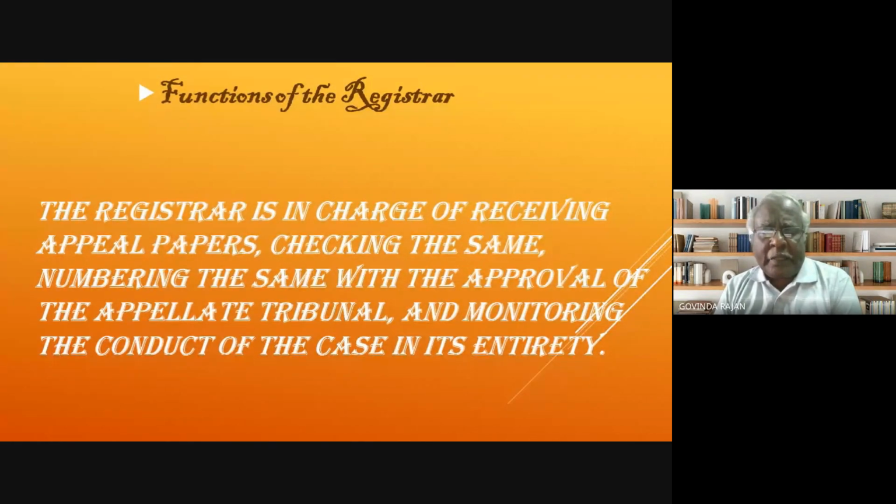Once it is admitted, the registrar will number the appeal. He cannot give his own number; numbering can be done only with the approval of the appellate tribunal. Then he monitors the conduct of the case in entirety, from the beginning to the passing of the order. So the sole responsibility is on the registrar, who has the vital role in the appeal procedures.